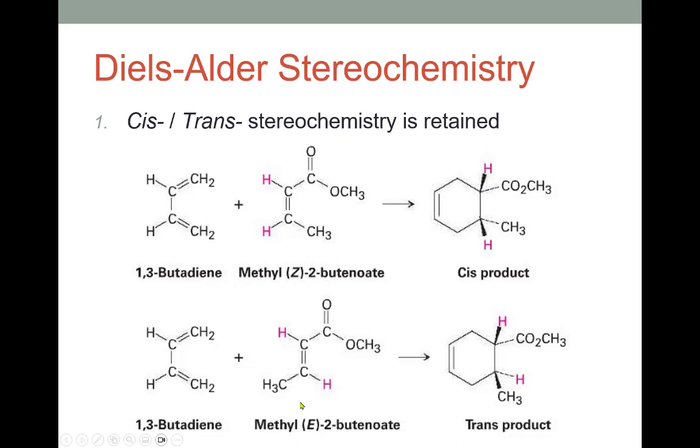Likewise, down below, if we started with the E form of that same molecule, we have our 4 carbons here and 2 carbons here forming our ring. Now our ester and our methyl group are on opposite sides of the starting alkene. They will end up on opposite sides of the ring-shaped product. One back, one forward.